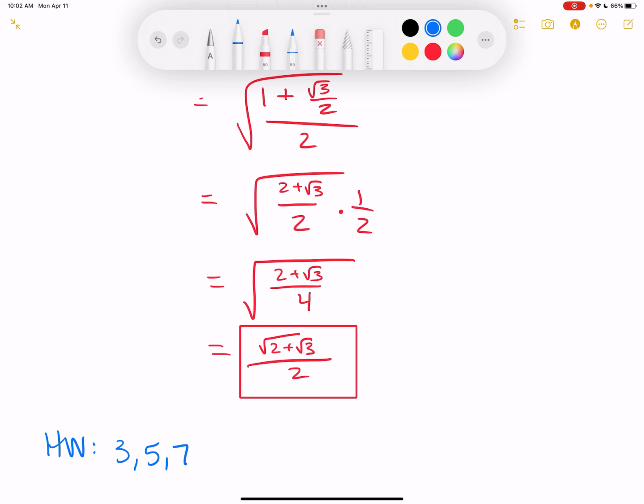All right, so 3, 5, and 7. So that's a sine one, a tangent one, and a cosine one. So that way you have one of each to try. Y'all have been doing pretty good with figuring out if the angle's positive or negative, so I'm not going to tell you, at least not right now.